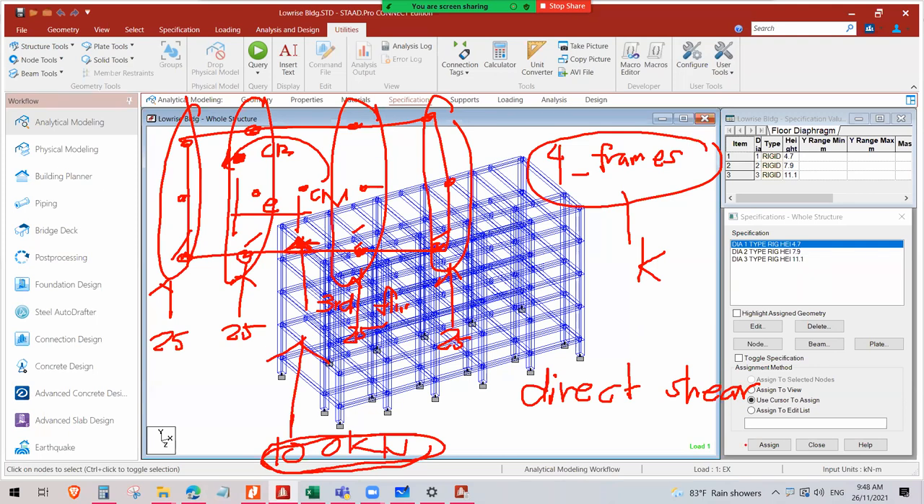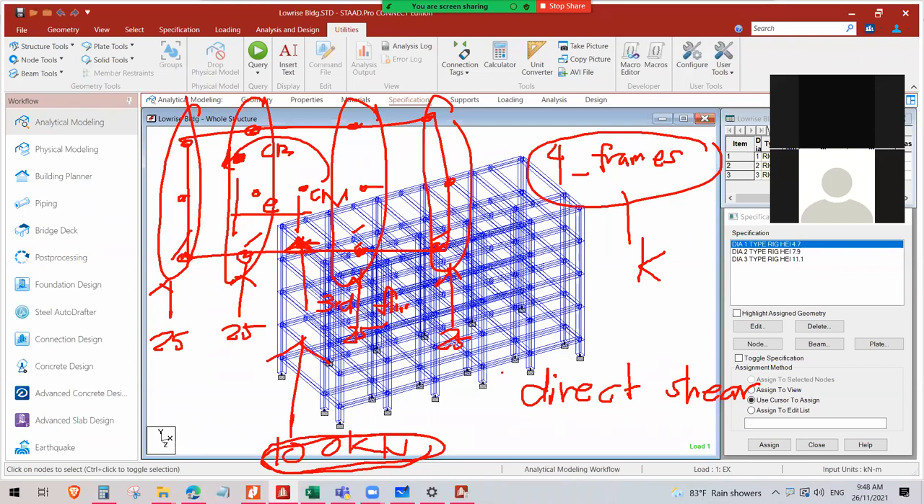So, bukod sa direct shear, meron pang torsional shear. Okay? And that will depend kung ano ang torsion mo, kung gaano kalaki yung torsion mo. Which is yun yung isusolve natin. We will have a sample calculation of that, manual. But again, sa software, automatic na lahat yan. Yun yung kinaganda ng software. At least you should know yung manual calculation.